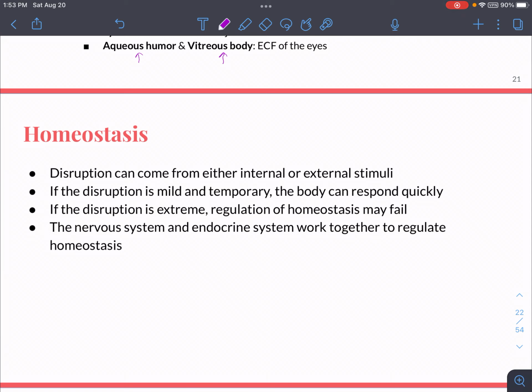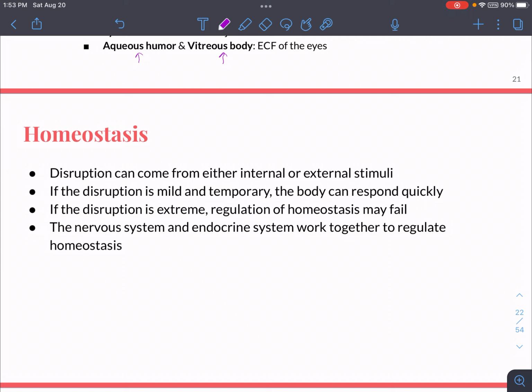If that disruption is mild and temporary, the body works really well to respond. Like a mild temperature change, going from 70 degrees inside to 100 degrees outside, you're going to start sweating pretty quickly. Or going from 70 degrees inside to 10 degrees outside, you're going to get cold really quick. And your body's going to react by giving you goosebumps to try to warm you up.